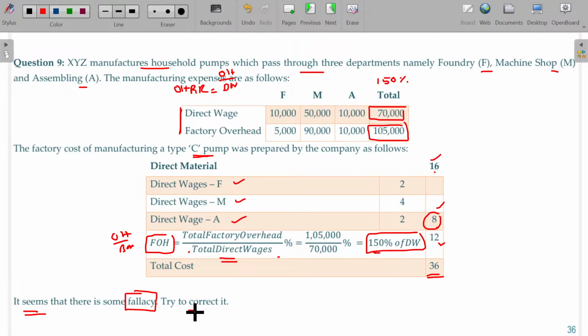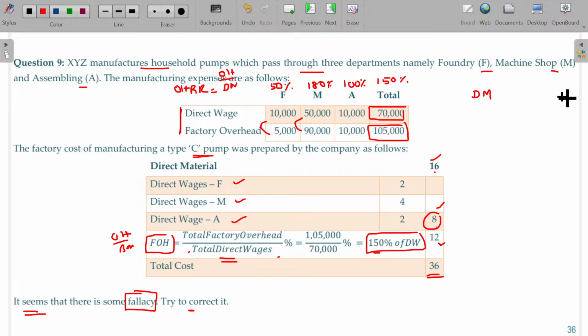This C-type pump consumes hours from F, M, A totally different. But overhead recovery rate for F being how much? 5,000 by 10,000, 50 percentage. 90,000 divided by 50,000, 180 percentage. A, 100 percentage. You have to calculate the overhead recovery rate for each and every department. Based on that, you have to calculate.